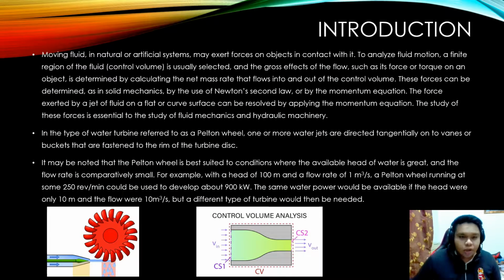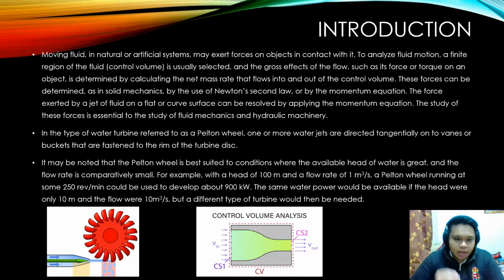So firstly, introduction. Moving fluid in natural or artificial systems may exert forces on objects in contact with it. To analyze fluid motion, a finite region of the fluid, which is the control volume, is usually selected, and the gross effects of the flow, such as its force or torque on an object, are determined by calculating the net mass rate that flows into and out of the control volume. These forces can be determined, as in solid mechanics, by the use of Newton's second law or by the momentum equation.